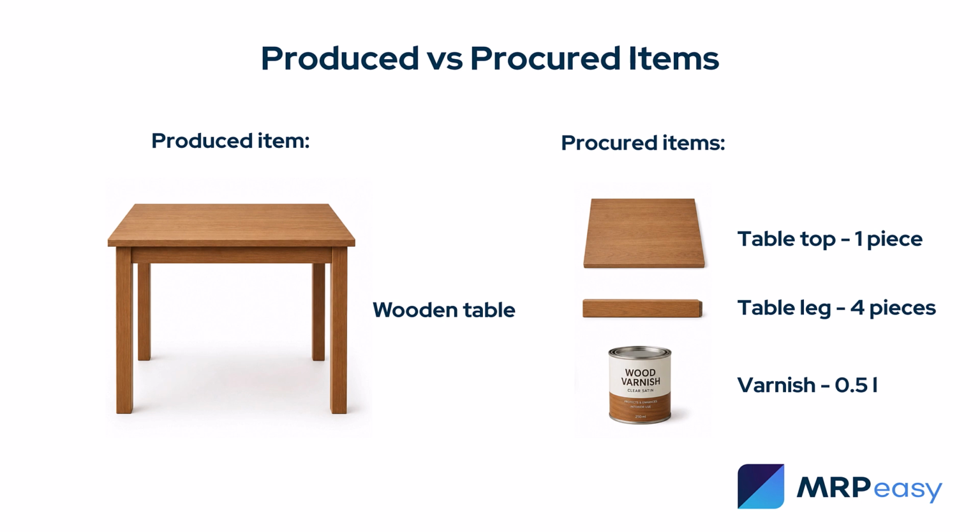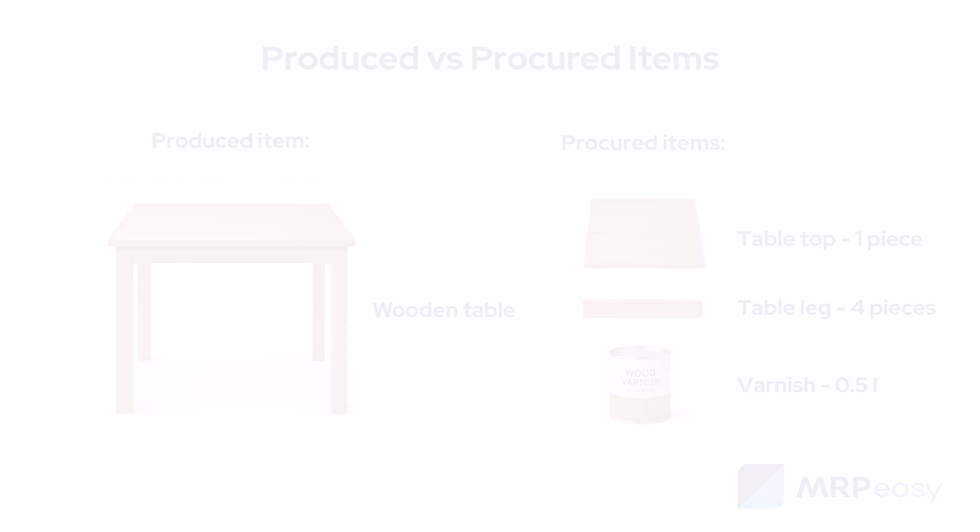Let's assume that our company manufactures wooden tables. A table consists of 4 table legs, 1 tabletop, and half a liter of varnish. Since the legs, tabletop, and varnish are purchased from suppliers, they will be set up as procured items.